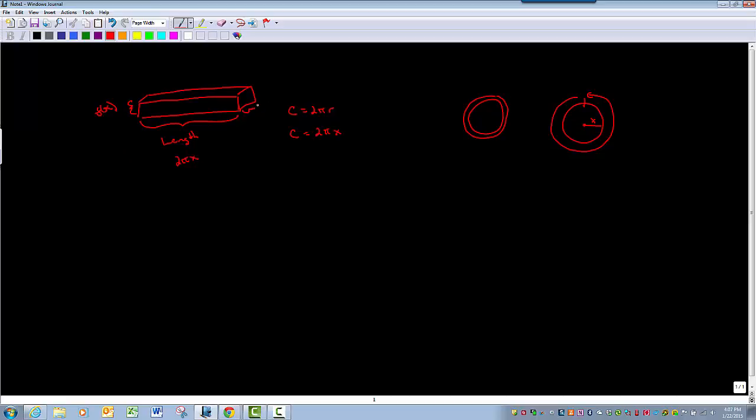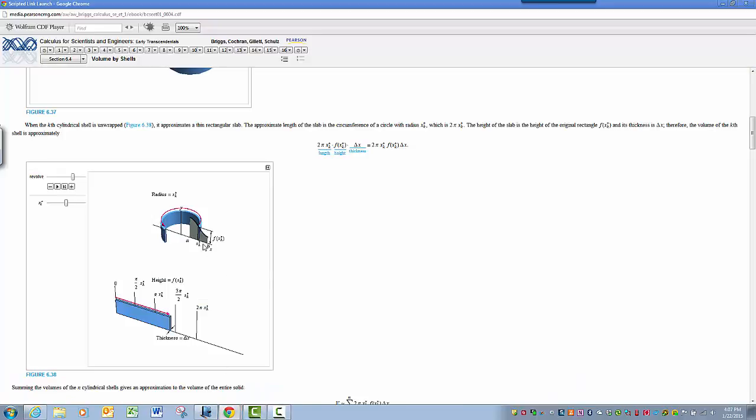And what is the width? Well, the width is the thickness of this guy. As we become really large, and what I mean by really large is as we put an infinite amount of these cylinders in there, we'll call it delta x, but that'll approach dx.